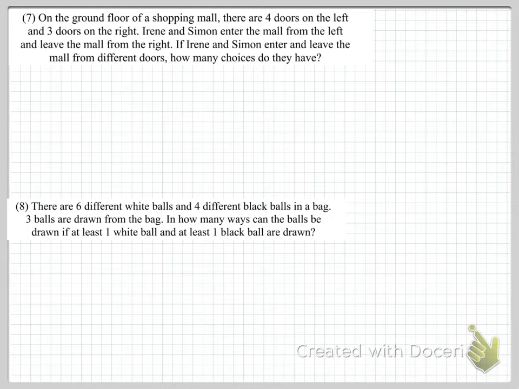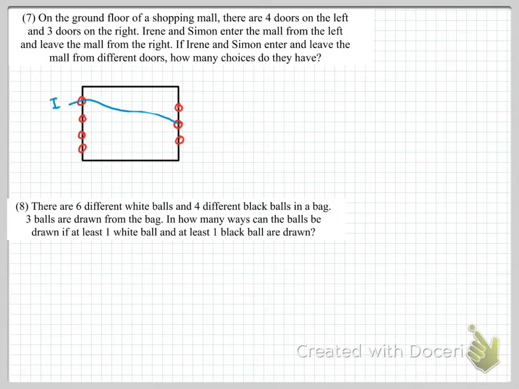We have question 7. A lot of us did it wrong in question 7, so think about that. We have 4 doors: 1, 2, 3, 4 on the left-hand side, and then 3 doors on the right-hand side. We have 2 persons, Irene and Simon. Irene goes in through one door and goes out through another door. And then Simon does something similar, going in through one door and going out through another door.